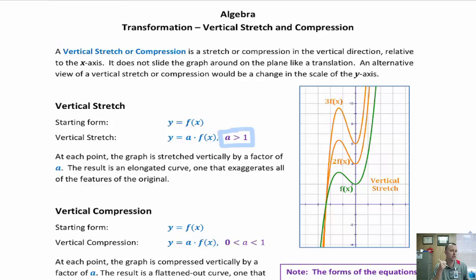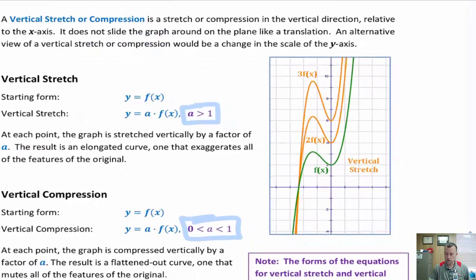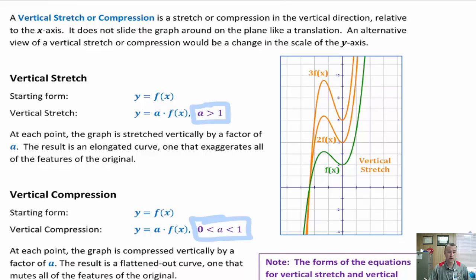So it's like you're stretching it vertically. If that number is in between 0 and 1, it's like you're compressing it vertically. It's going to make it go up or down slower, so it's going to get wider. Again, if you're looking at some graphs here, you'll see a vertical stretch. The bigger the number, the more it's stretched.